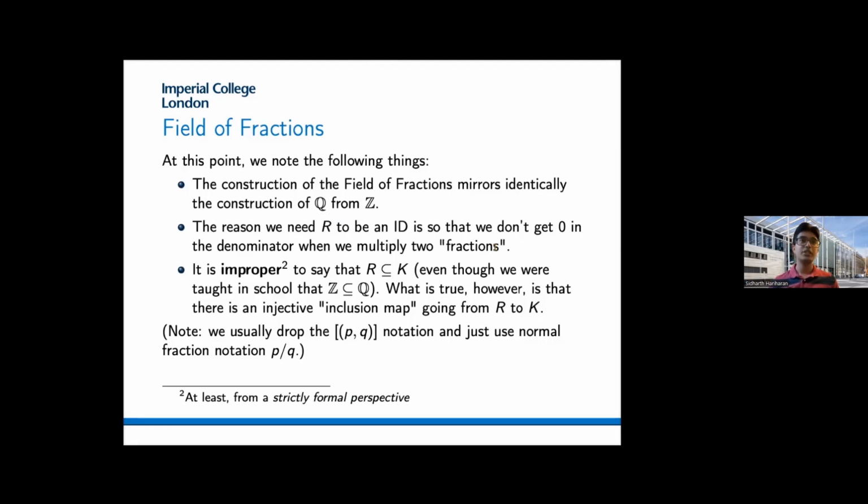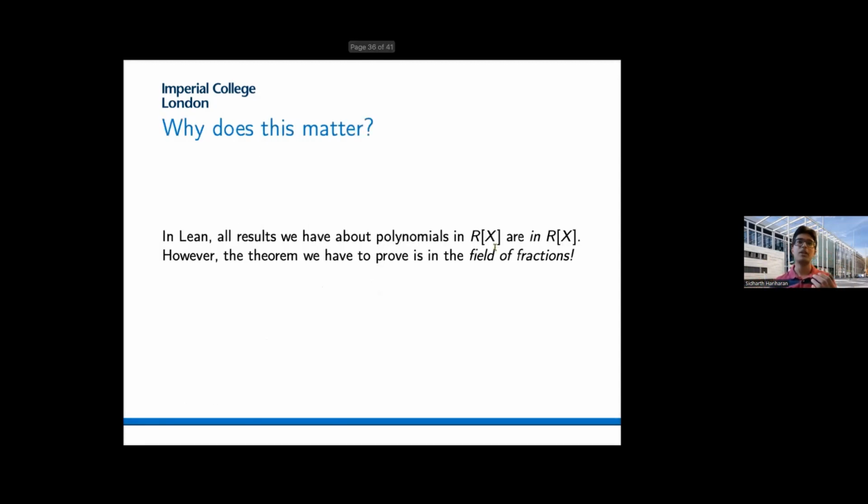So a couple of things to note: this identically mirrors the construction of Q from Z, and the reason we need R to be an integral domain is so that we don't get 0 in the denominator when we multiply two fractions together. And it is improper to say that R is a subset of K, because what we really mean is that there's an injective ring homomorphism going from R to K. This is something that Lean really picks up on and insists on.